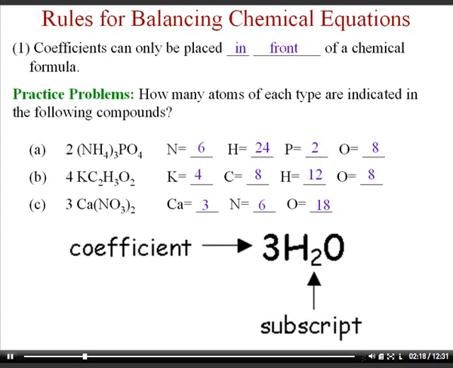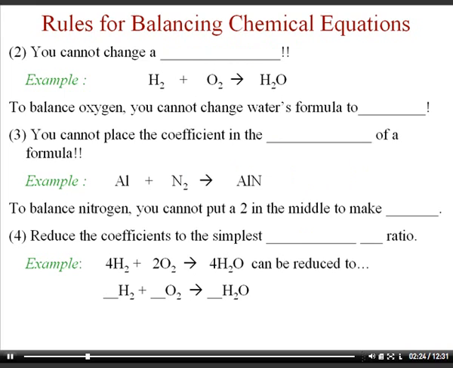So if you put a number in front, that's going to multiply by all the number of atoms in the compound. Just as a reminder, the coefficient is the big number in front, and we call the little dinky numbers a subscript. On the next slide, I cover more rules, but again, we're basically reminding the students on these slides that you need to put the number in front.